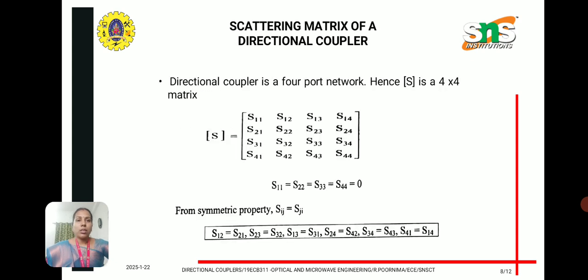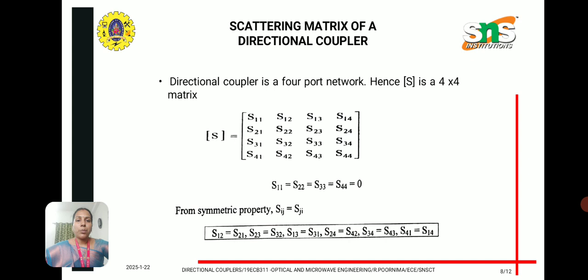We can obtain the scattering matrix for the directional coupler, where we use the properties of the S matrix. The directional coupler is a 4-port device, so it consists of a 4 cross 4 matrix. The S matrix is written from S11 to S44. We apply the properties of the S matrix. We take the diagonal elements S11, S22, S33, S44 and make all four elements 0, so all four ports are perfectly matched.